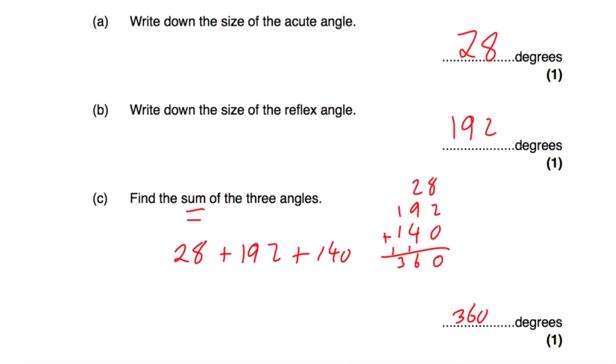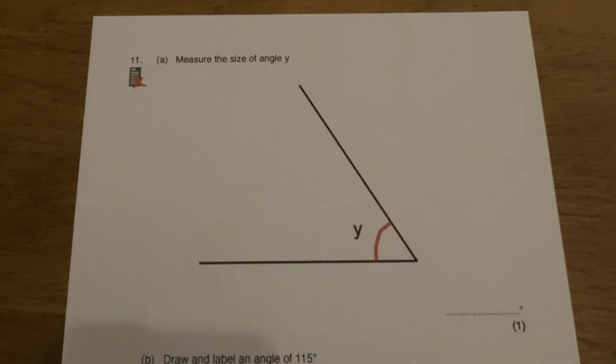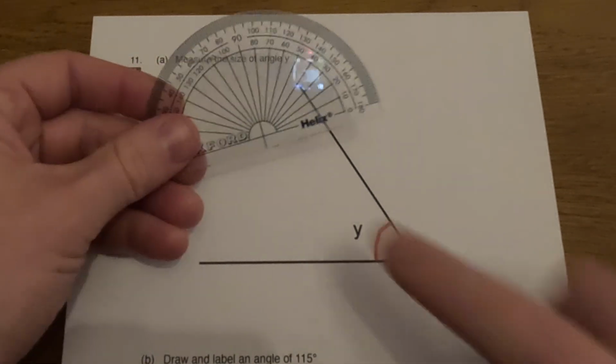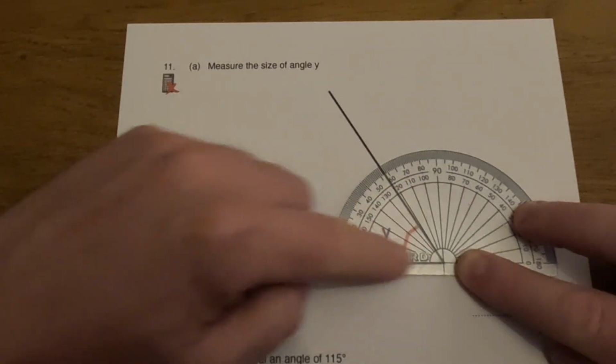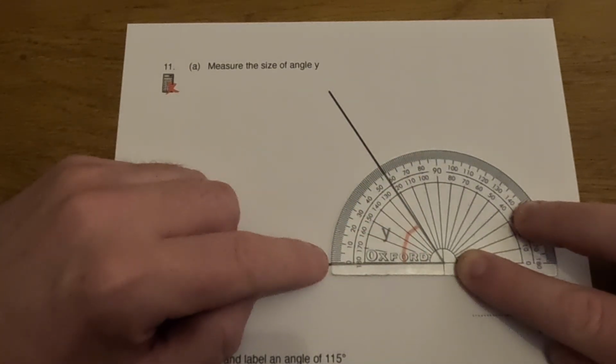Okay, let's look at our next question. Okay, so let's have a look at question 11a. 11a says measure the size of the angle y. So we're going to get a protractor and we're going to put the cross of the protractor on where the two lines meet. So here, like so. As you can see, we've put the line with 0 on it on top of the other line, and 0 is on the outside.